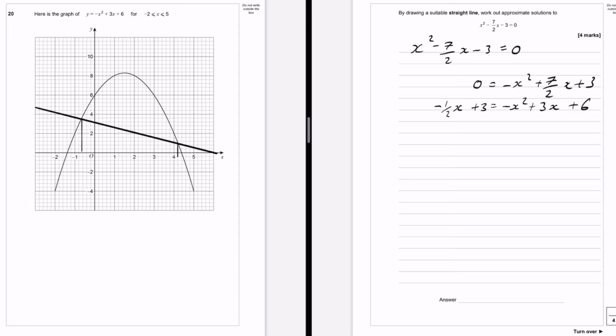I can read off on the x-axis where those intersections happen, and they happen when x is equal to negative 0.7 and when x is equal to 4.2. And so those are the two solutions to our equation, negative 0.7 and 4.2.